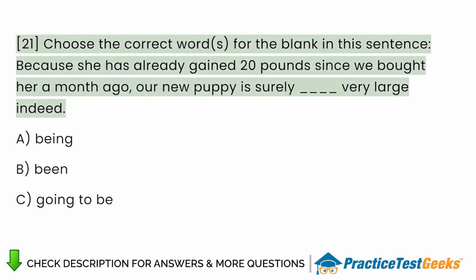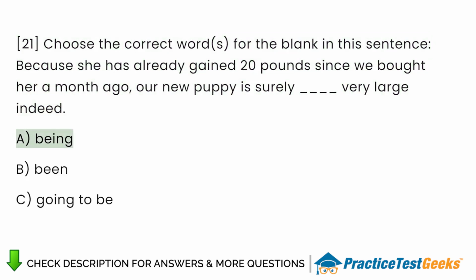Choose the correct word for the blank in this sentence. Because she has already gained 20 pounds since we bought her a month ago, our new puppy is surely ___ very large indeed. A. Being. B. Been. C. Going to be.